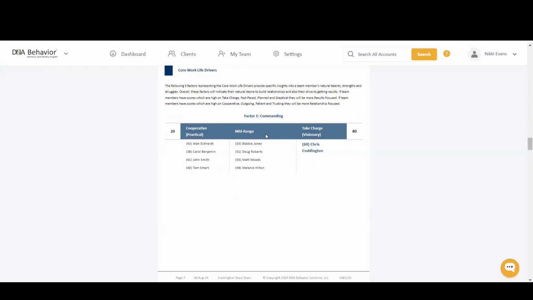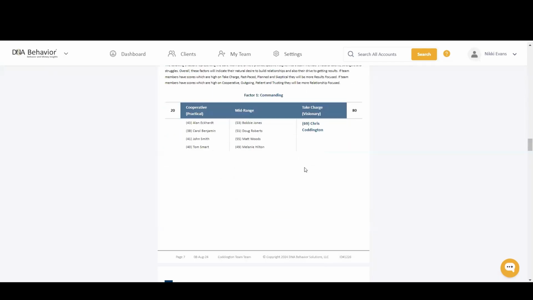So then we move on to really looking at the makeup of the team. So here you're looking at take charge and cooperative. Here you've really got Chris Coddington very, very strong on take charge. So he's the visionary of the team. He's setting the direction. He's setting the leadership. He's making the decisions. And then you've got some folks on the team that are very much cooperators. They're very practical. They're following the agenda. They're keeping the peace on the team. And then you've got some folks that are kind of in that mid-range.